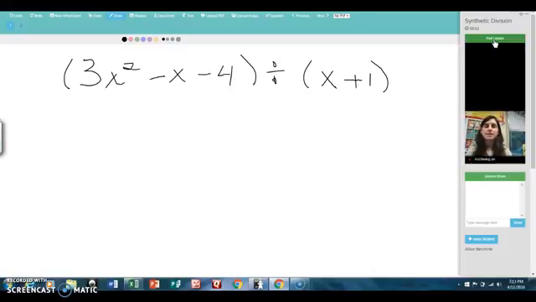We're going to use synthetic division to determine if this thing right here is a factor of our polynomial. And if it is, then we'll also be finding a root. We would be finding that -1 is a root.